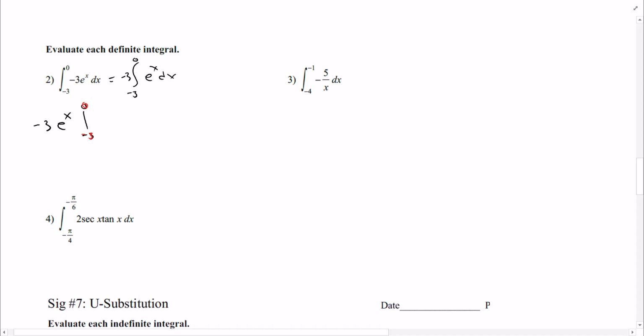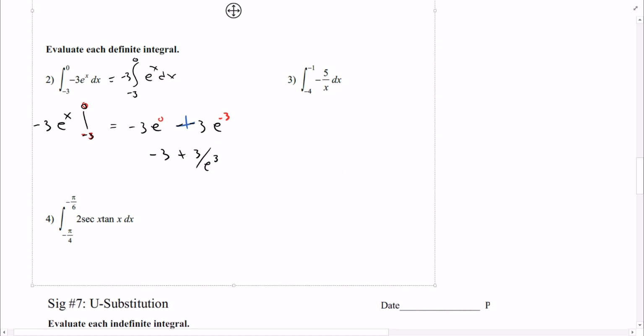Negative 3 e to the x. We're going to plug in 0, so it's going to become negative 3 e to the 0 minus negative 3 e to the negative 3. This double negative is going to turn into a positive. You do need to know e to the 0 is 1, so this is going to be negative 3 plus 3. Let's go and write it as over e to the 3rd, right? E to the negative 3 is the same as 1 over e to the positive 3. It's like 3 over e to the positive 3. And again, without a calculator, you can't really do any better than that.